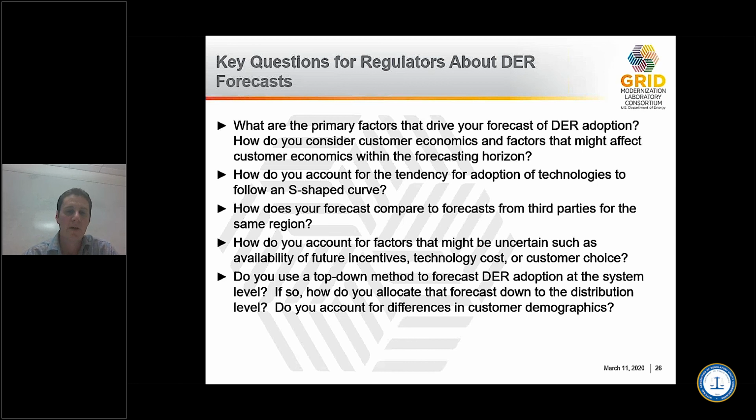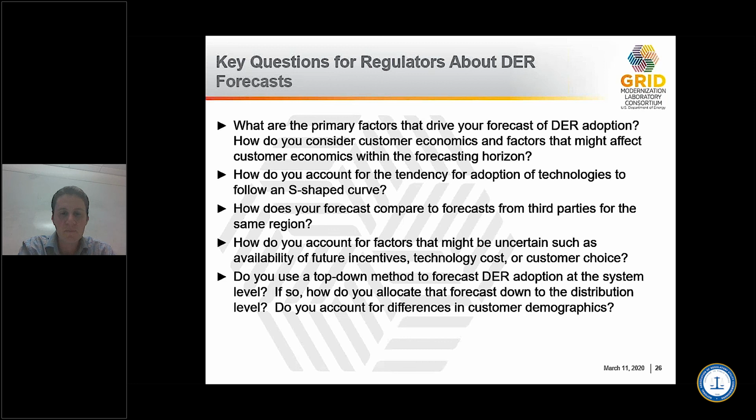Have you compared your forecast to other forecasts, for example, from third parties, from national labs, from consultants and so forth? It is always good to get a variety of opinions, and ultimately we don't have to include every opinion, but it is good to see the range of potential opinions.